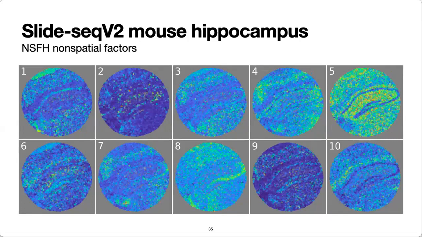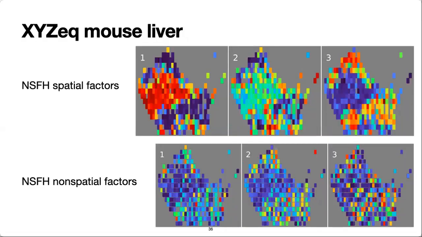When we look at non-spatial factors from the hybrid model, we can generally see that they don't have very obvious spatial patterns, as you would expect, because there's no spatial information being used by these factors. So that was just kind of a sanity check.